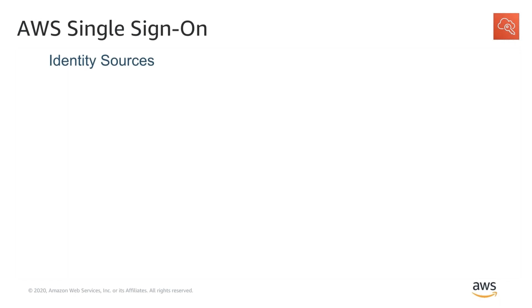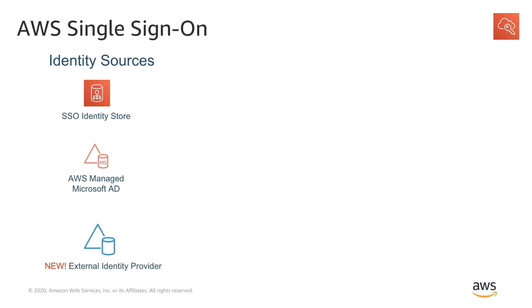To start with AWS SSO, we need to decide what is the identity store we will be using. AWS SSO has its own identity store, and you can provision users and their credentials there if you don't already have a directory. It also supports integration with AWS Managed Active Directory or Microsoft AD on premises. The third option is to integrate it with an external identity provider, such as Azure AD, which we will focus on today.